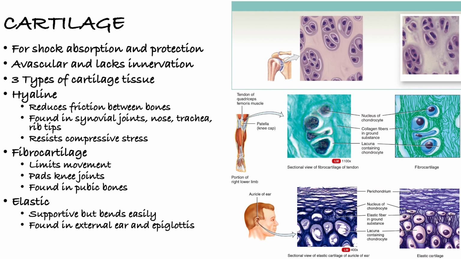And the last type of cartilage tissue we have is going to be elastic cartilage, and like the name implies, it is going to bend very easily. We're going to find this in your external ear. If you can just move your ear, your epiglottis. The epiglottis is the one that closes off your trachea so that when you swallow, food doesn't go into the wrong pipe, the trachea. Instead, it's going to go down your esophagus.